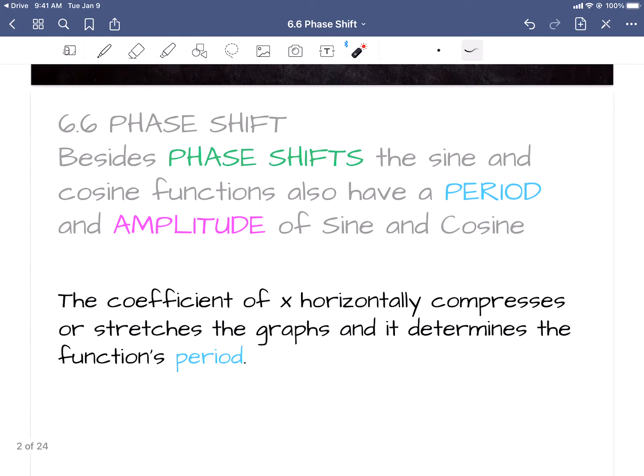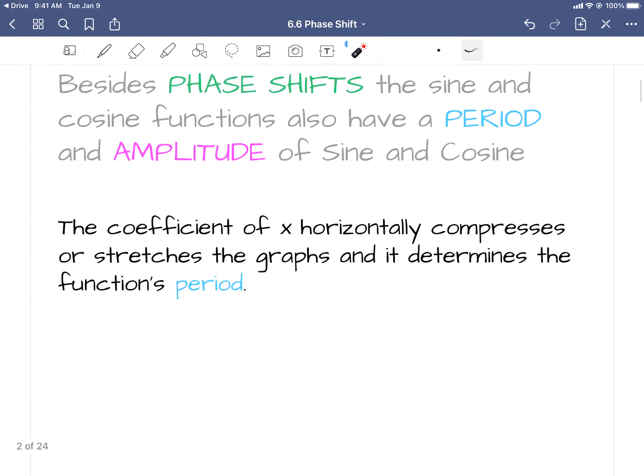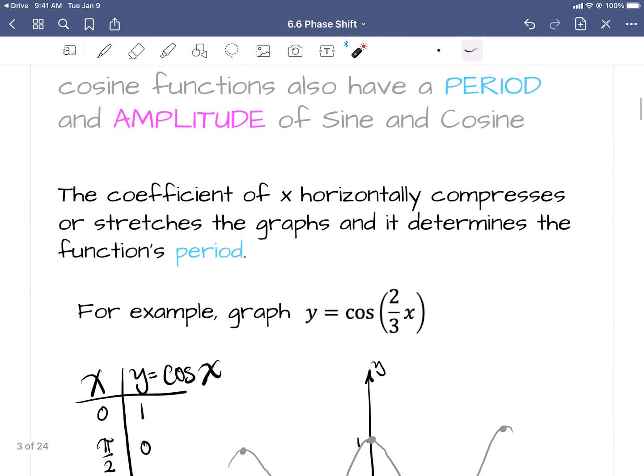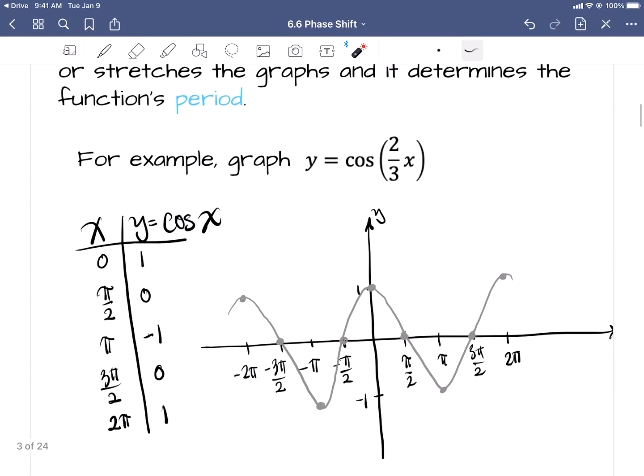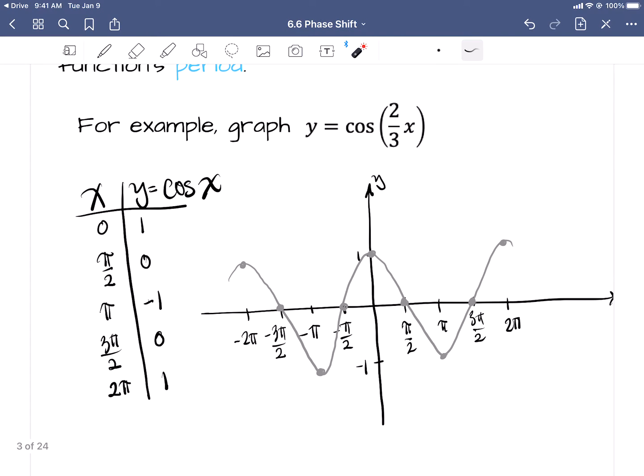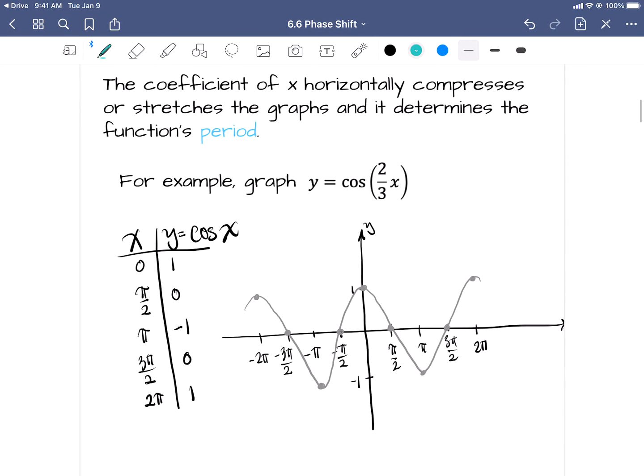So here we go. The coefficient of x is horizontally compressing or stretching the graphs, and it's determining the function's period. So here we have, and again, pause the video anytime you want, here we have an example. And I went ahead before the video and put this down so you didn't have to watch me put the parent function together.